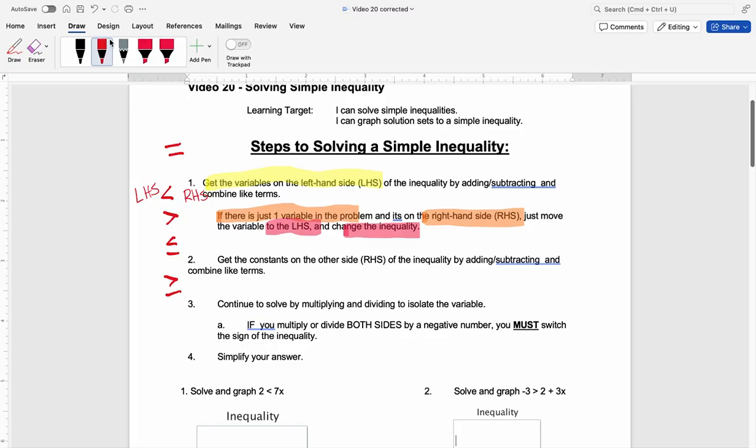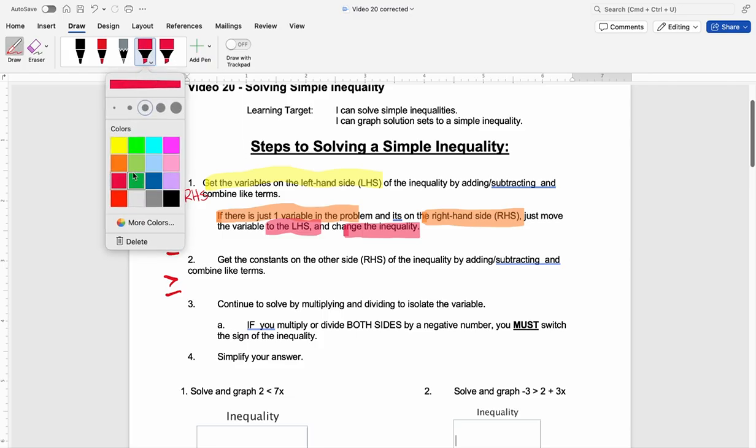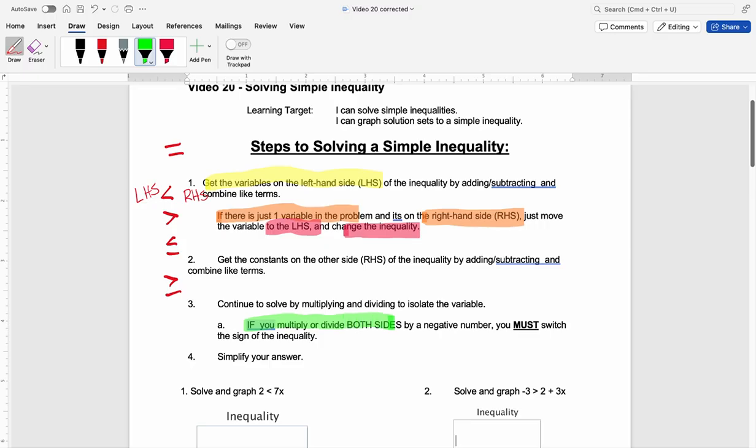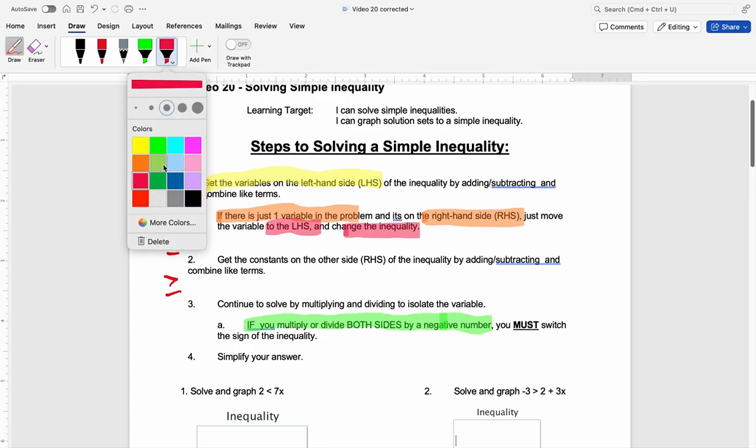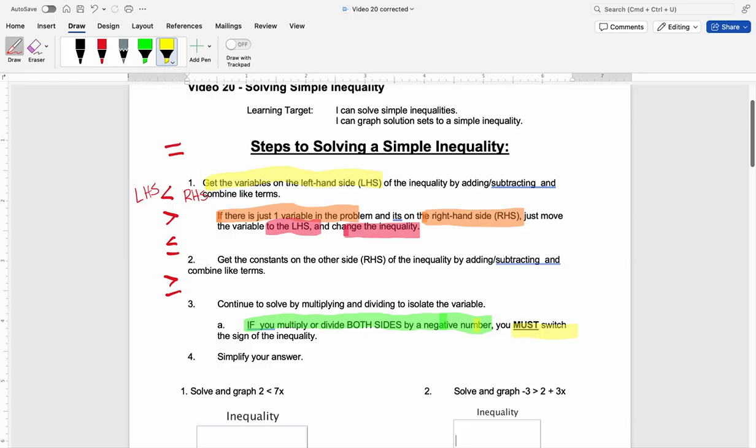Now, there is one thing that you must consider when you're dividing by the coefficient. If we divide both sides by a negative number, then we want to switch the sign of the inequality. So you have to switch the sign of the inequality. And then next you just proceed to simplify the expression.